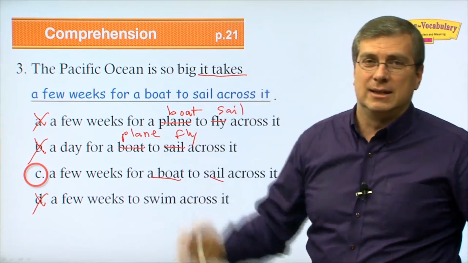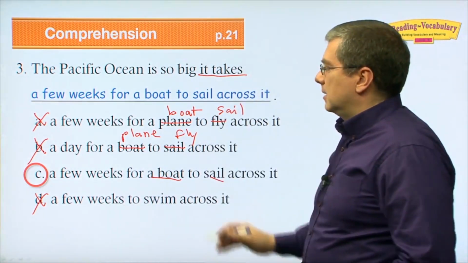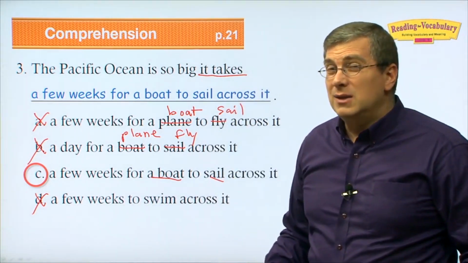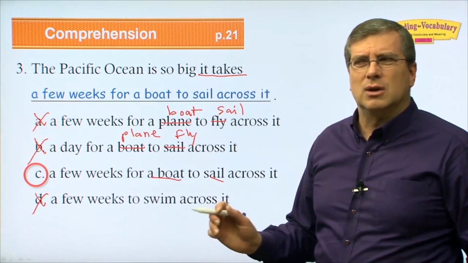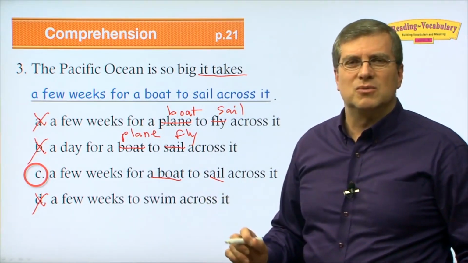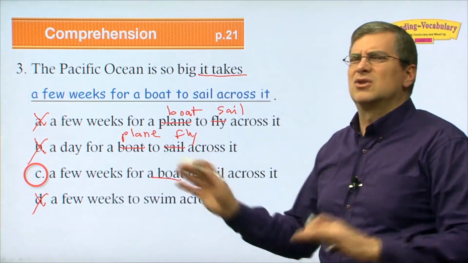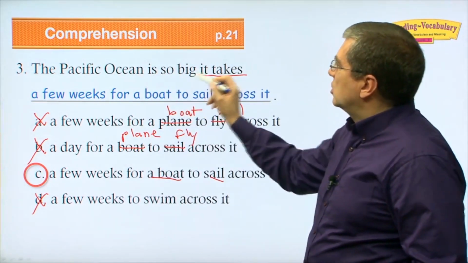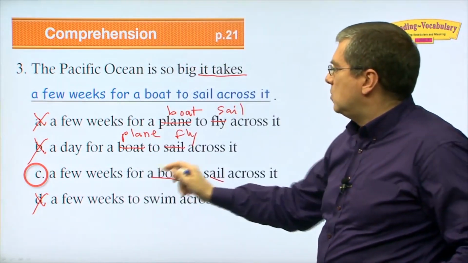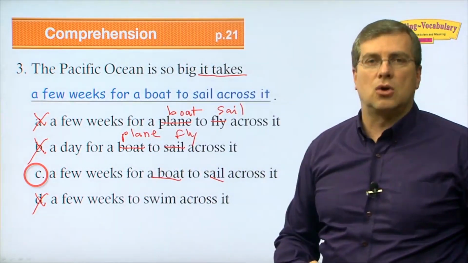That's crazy, right? Okay. I think somebody tried to swim across the Atlantic Ocean. I think they may have done it. To swim? I'm not sure. I think there's been some tries. Okay, but anyway, the Pacific Ocean is too big. It's the biggest ocean. So the right answer is C. The Pacific Ocean is so big, it takes a few weeks for a boat to sail across it.